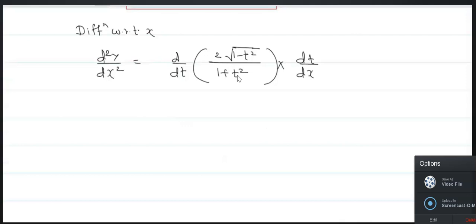Therefore, we are applying here the chain rule. This is a function of t. Therefore, we are differentiating d/dt of 2 root of (1 minus t²) upon (1 plus t²) into dt upon dx. Every time this is by using the chain rule.